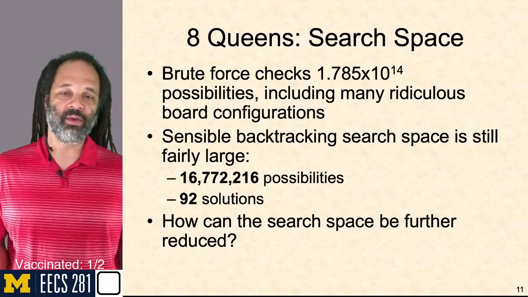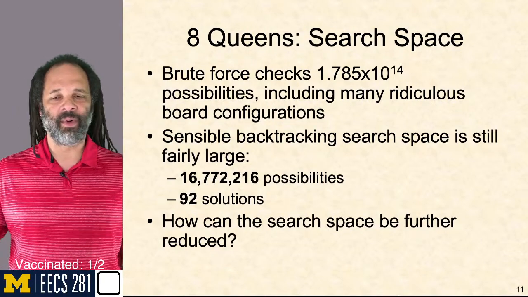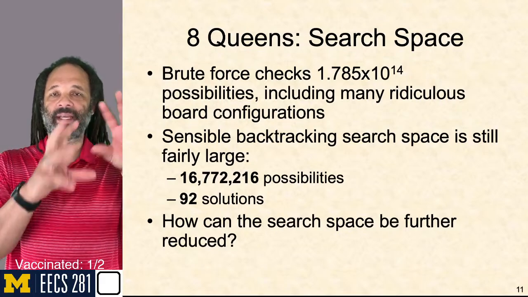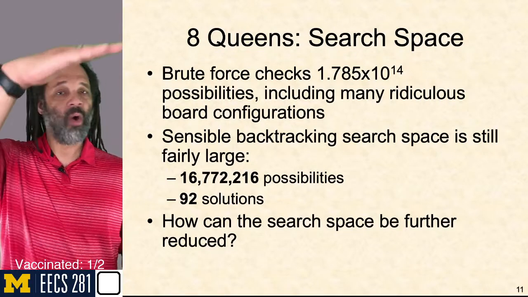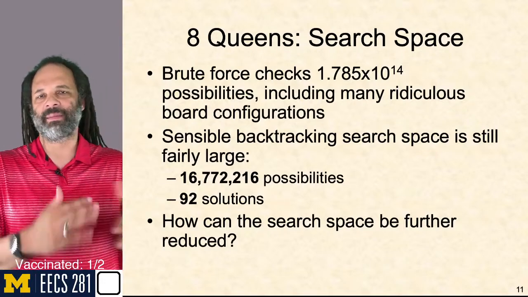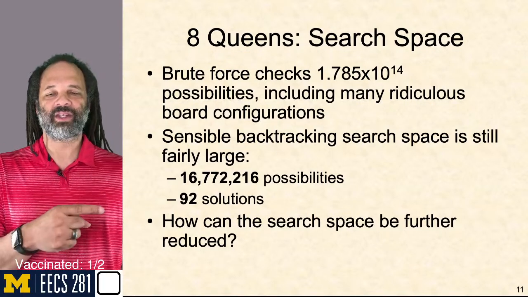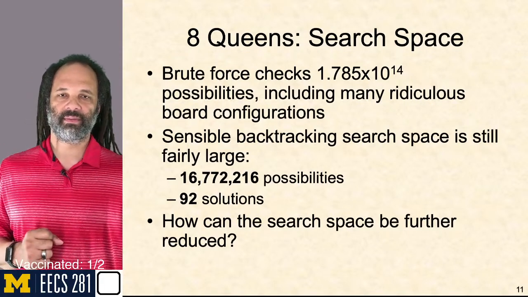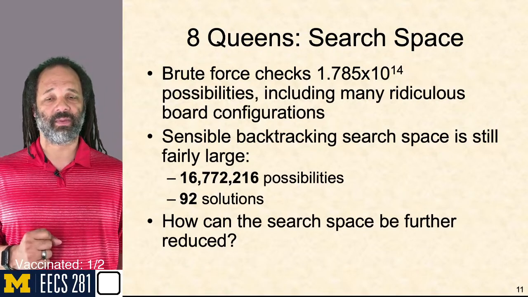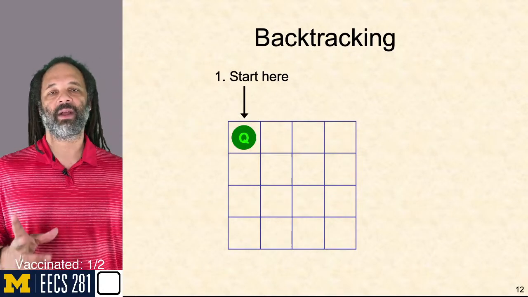If I do that, I still end up with these 16.7 plus million different possible ways that I can put these things on the board where there's only 1 in each of the 8 rows. There's still some that are doubled up in columns and diagonals and whatnot, but 16 million different ways to do it, and then there ends up being actually 92 solutions. So that's pretty interesting. That's still a fairly large search space. How can we further reduce the search space? That's a good question. Let's take a look at backtracking and see how it works.